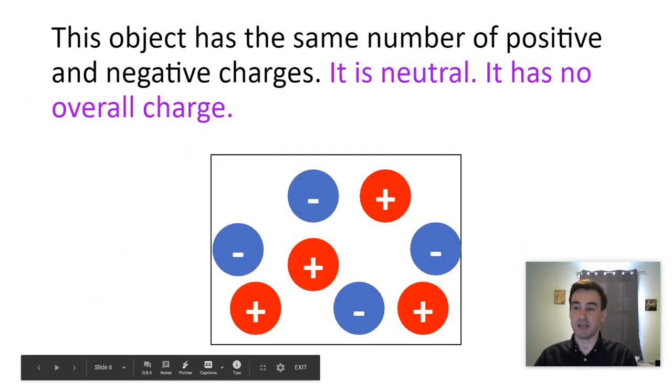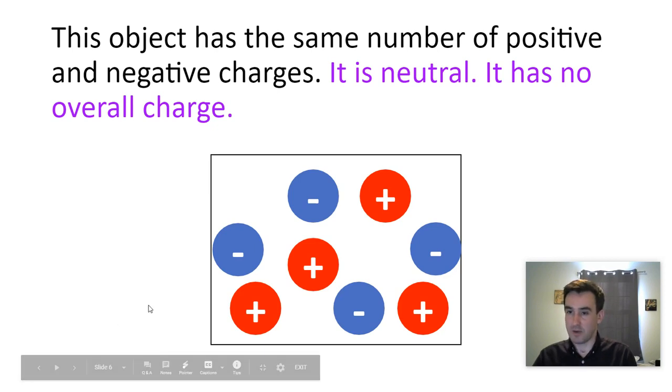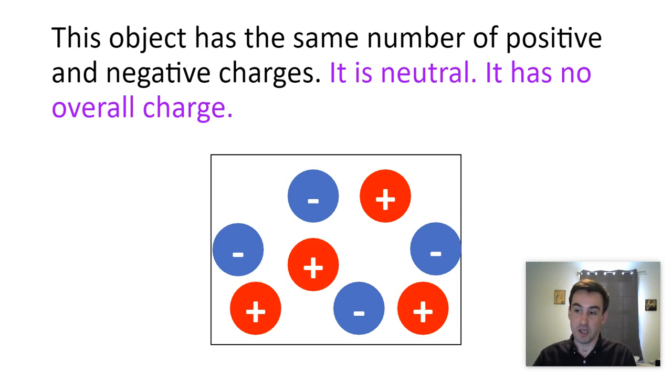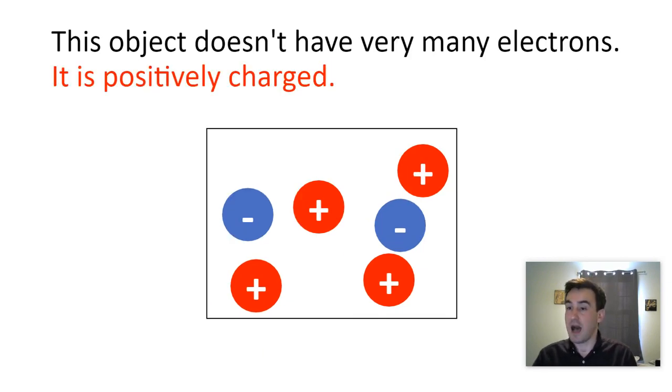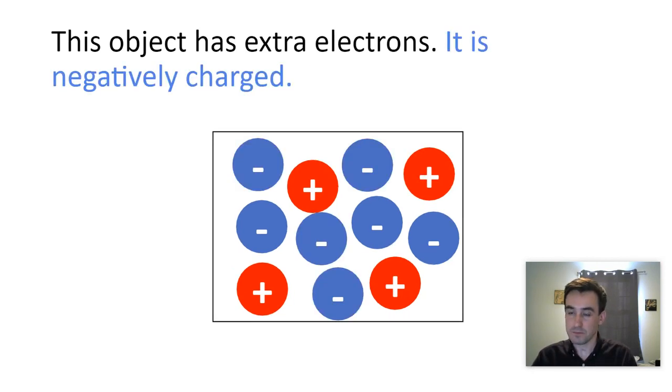Now let's take a look at some objects. I've got a white box here, and you can see in the box there are 4 positive charges and 4 negative charges. Those charges all even out, so we can say that this object is neutral. It has no overall charge. It's not negative. It's not positive. But this box has 4 positive charges and 2 negative charges. There are 2 more positive charges than negative charges, so it is overall positively charged. Now, this one has a whole bunch more electrons than protons, so we would say that this object is negatively charged.